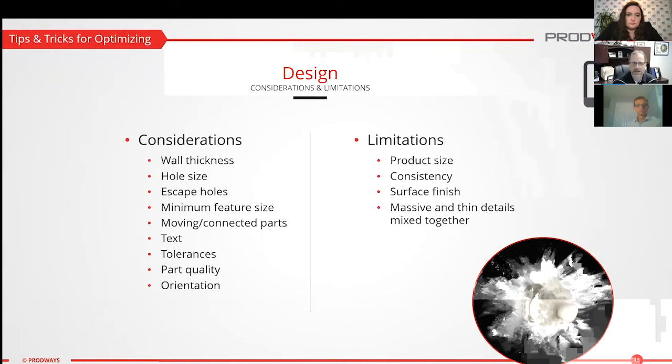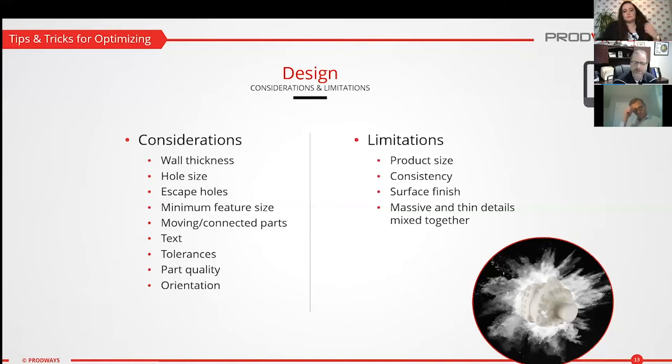Another common consideration we get asked is text. We recommend roughly 0.2 millimeters high by about 0.4 millimeters wide. We have lots of parts that we build that have lettering. Tolerances, again, about 0.25 millimeter plus or minus, and then we add a 0.1% scale factor, depending on a very small part or a very large part.